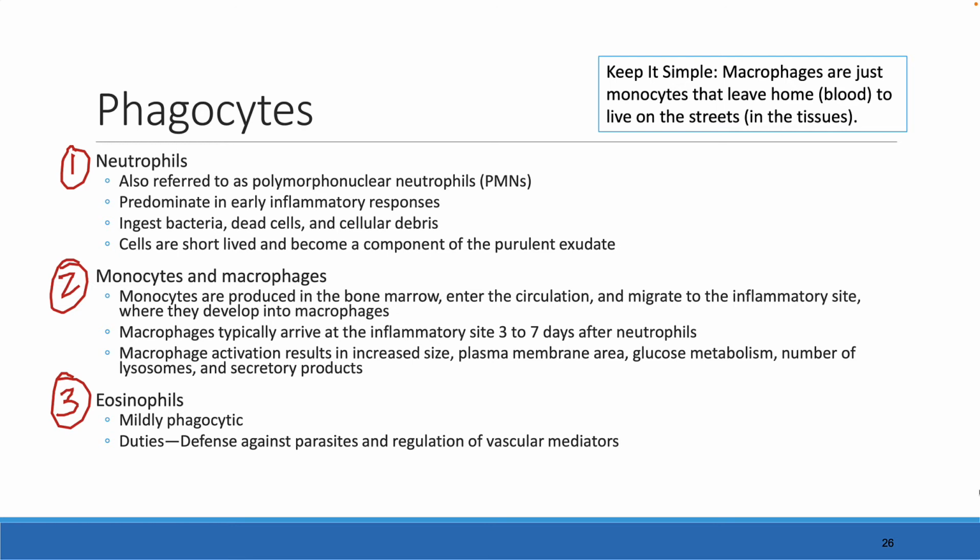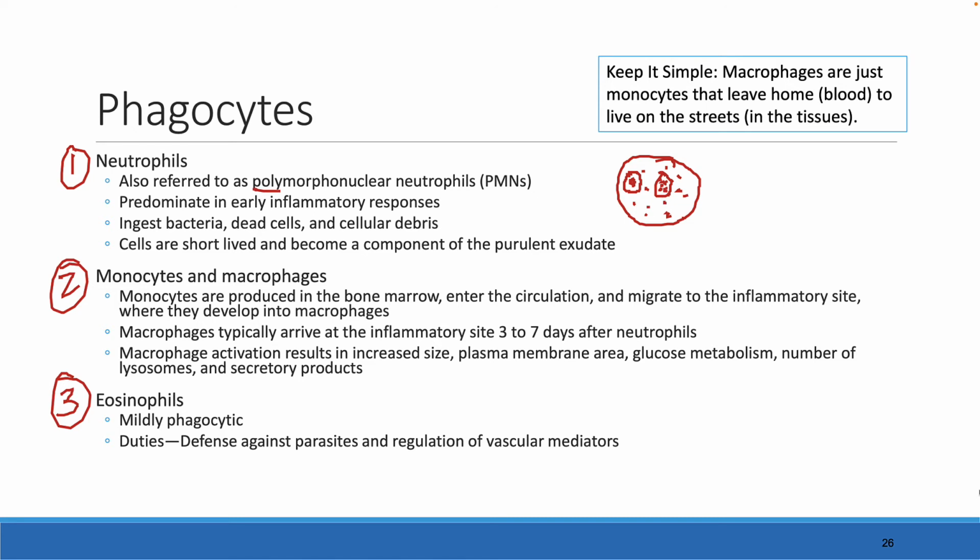So neutrophils are polymorphonuclear neutrophils. What does that mean? Well, that means that if we draw a picture or we look at these under the microscope, we'll see multiple nuclei, right? So we have these dark nuclei here, and then we have the cytoplasm out here. But there are multiple polymorphonucleocytes, multiple nuclei. And so these are the primary white blood cells that show up at the scene.